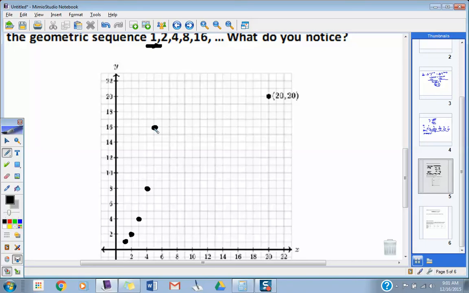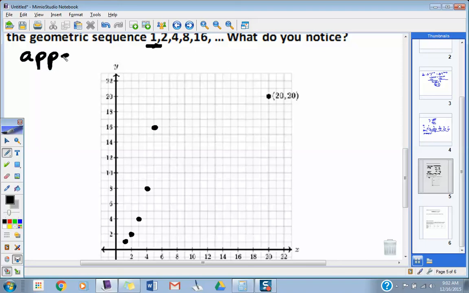Hey, quick question then about that graph. 5, 16, 4, 8, 3, 4, 2, 2, 1, 1. Does that look linear or does that look exponential to you? Yep, it looks like it's going to curve in and start shooting straight up, right? Boom, like this. So when it says, what do you notice about geometric sequences plotted like that? It appears to be what type of a graph? It appears to be exponential. It appears to show exponential growth. So I'm going to write this down here.